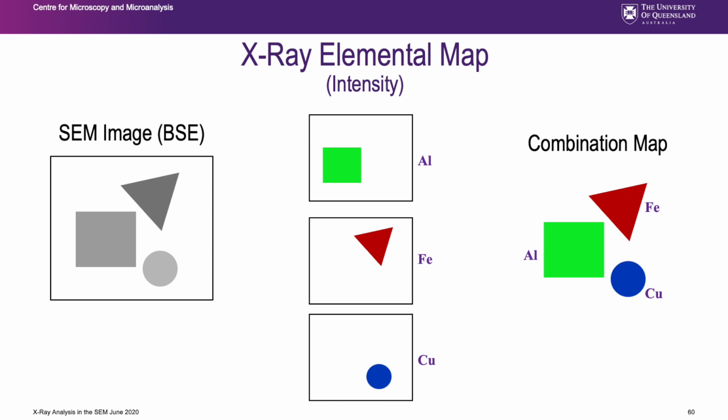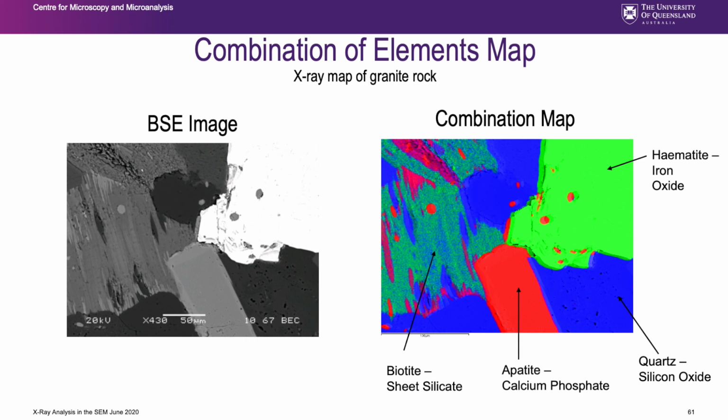You can, of course, give different elements their own colour, and you produce a combination map. And here's the granite again, and we've got red is calcium, green is iron, and blue is silicon. We can look here, this big red crystal is an apatite crystal. It's a calcium phosphate. I'm not seeing the phosphorus because I only labelled 3 elements, and phosphorus wasn't one of them. The blue, to the bottom right-hand corner, that's quartz, silicon oxide. So we can see those big quartz crystals. And this big green thing to the top right, that is hematite, iron oxide. So I've got iron oxide, silicon oxide, and a calcium phosphate.